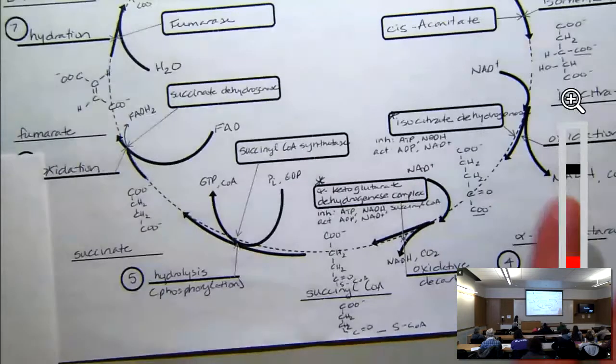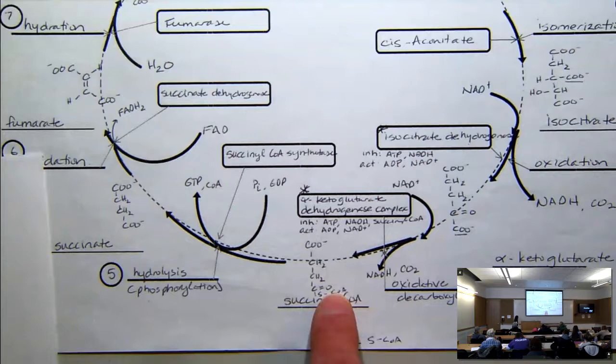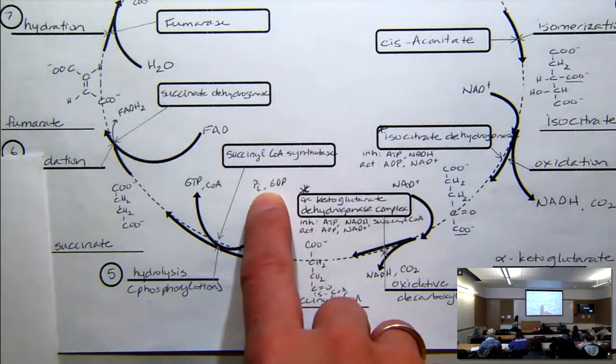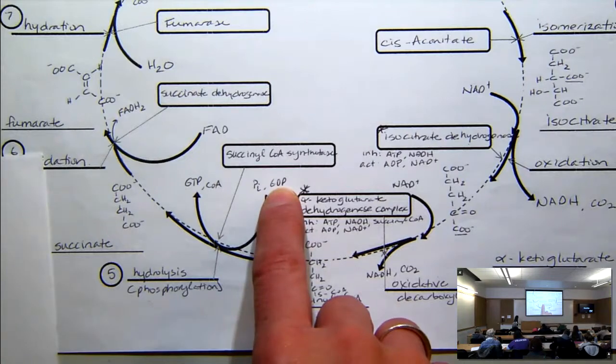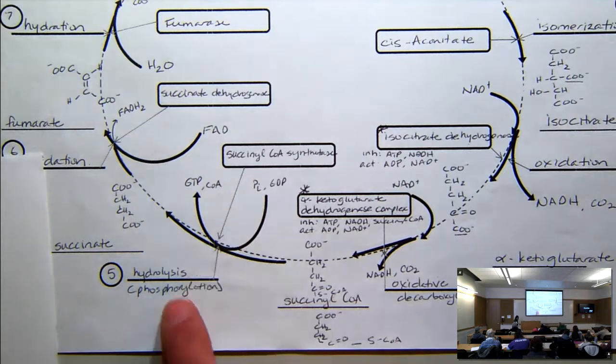We ended right here where we had our succinyl-CoA. I know my writing isn't great, so we have the acid group, the CH2, CH2, the carbonyl, and then that thioester bond with the coenzyme A. I drew it again here. I don't know if that helped. So that's succinyl-CoA, and this is the reaction. Remember, this is an inorganic phosphate, GDP, and a GTP comes out, coenzyme A. This is a hydrolysis reaction and a phosphorylation.